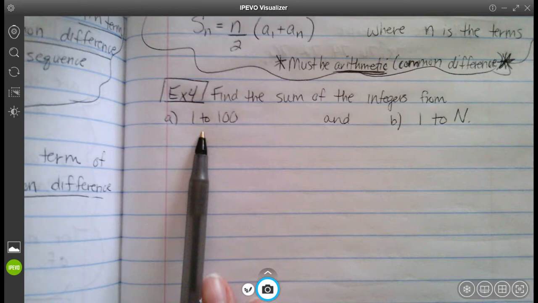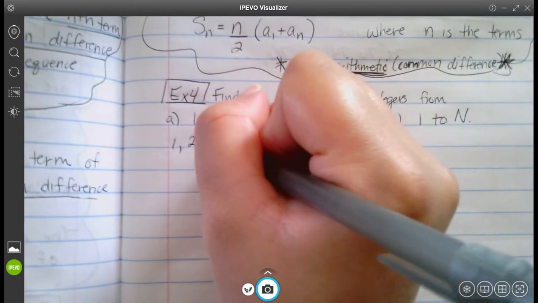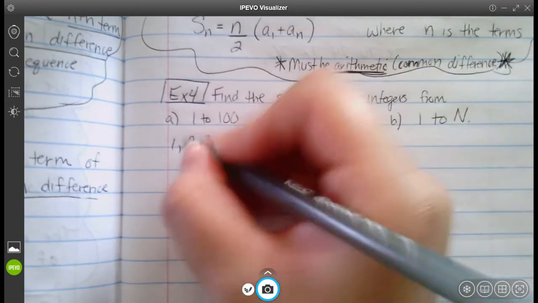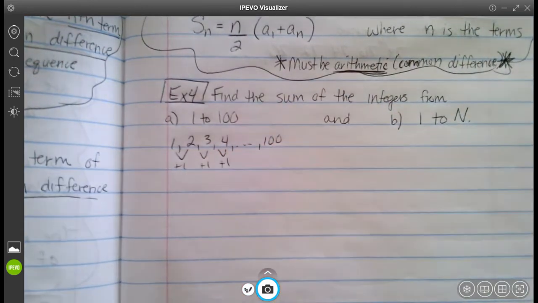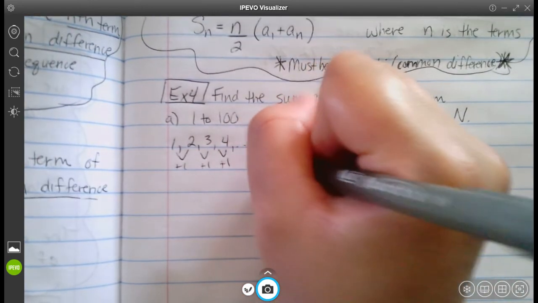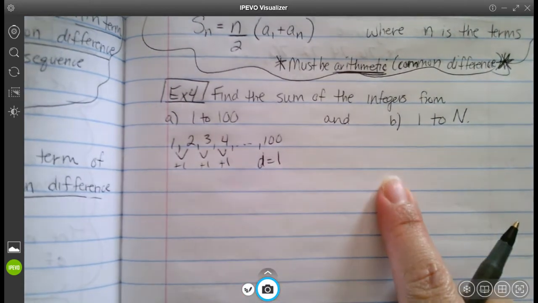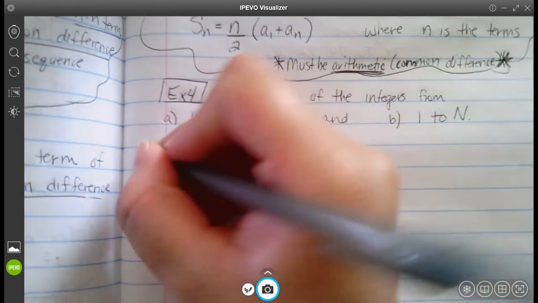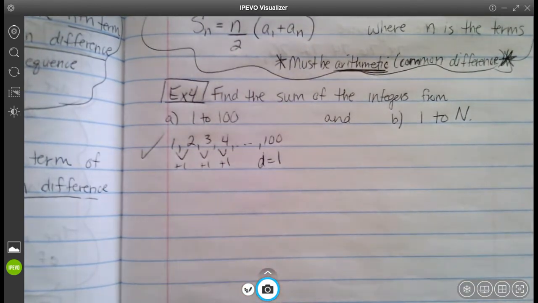So let's do this one first. Just to kind of show the point here, we know that 1 to 100, we're just basically going by 1, right? We have plus 1, plus 1, plus 1. So d is equal to 1. It has a common difference. We're just going to be adding 1 to get there, okay? And that means that it is going to be arithmetic. So it is arithmetic, so we can use this formula, okay?